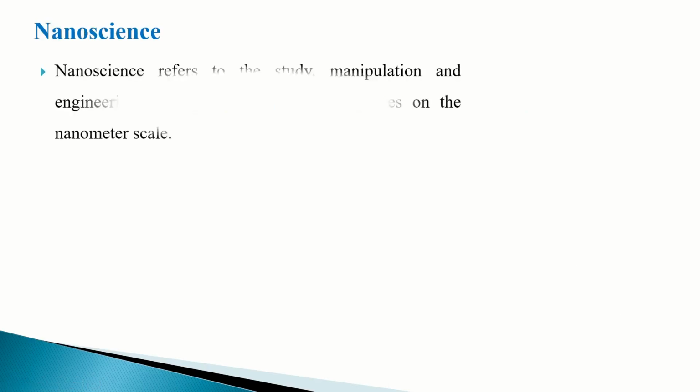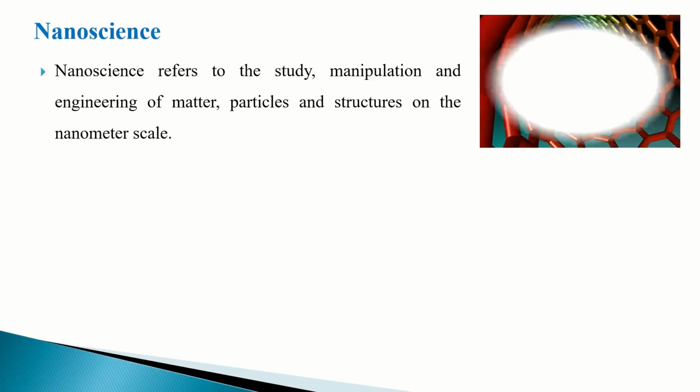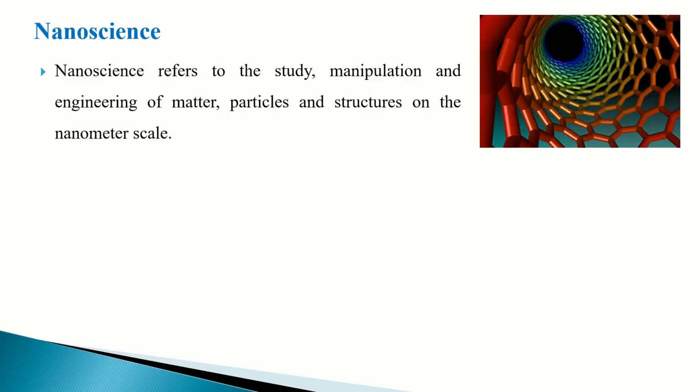What is nanoscience? Nanoscience refers to the study, manipulation and engineering of matter, particles and structures on the nanometer scale. So for example, here I take a carbon nanotube and I am going to study about it. Then it is called nanoscience because you are studying a material which is in nano range.